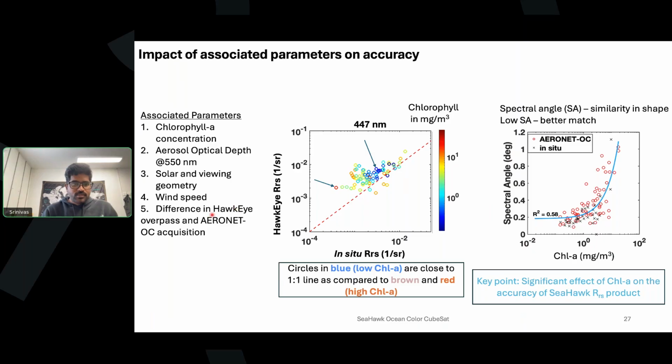We also observed some kind of effect, but not as significant as the chlorophyll A, but there is some kind of effect of all these parameters on the level 2 reflectance product's accuracy.